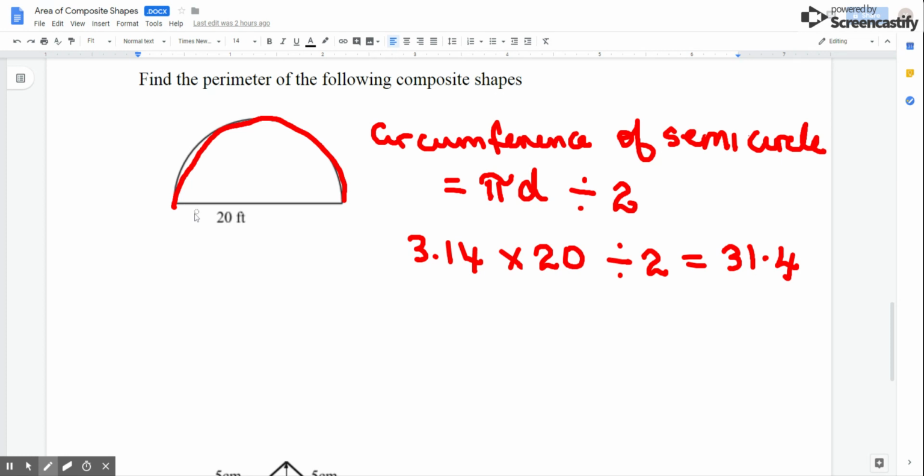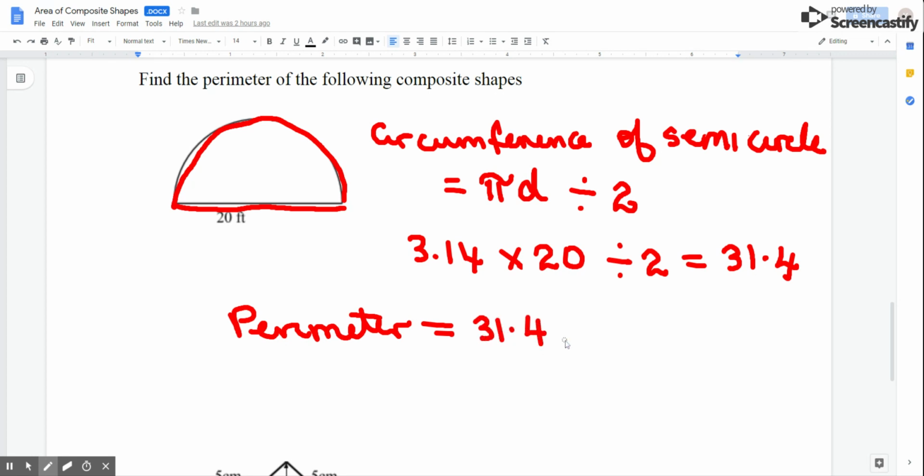Now, the perimeter of the entire shape should include that line there. So our perimeter equals 31.4 plus 20, and that gives us 51.4.